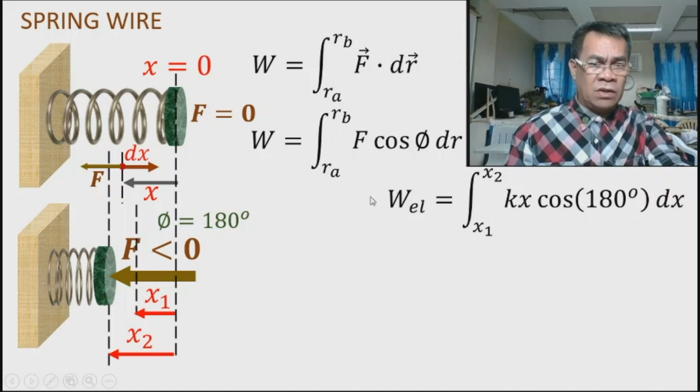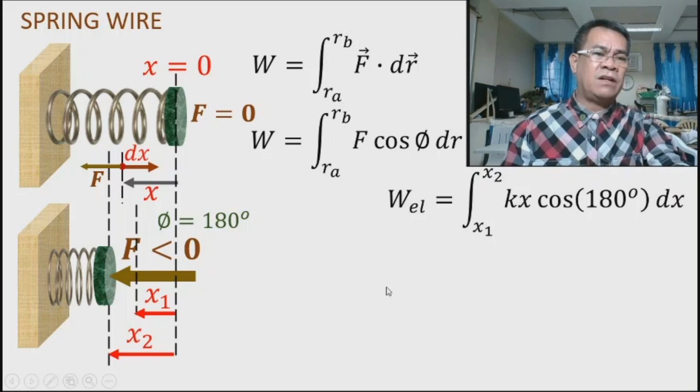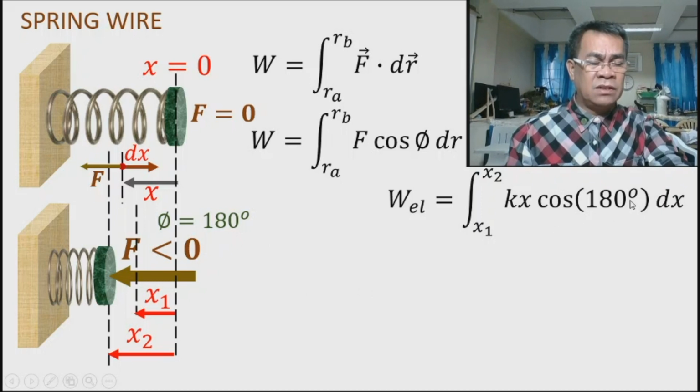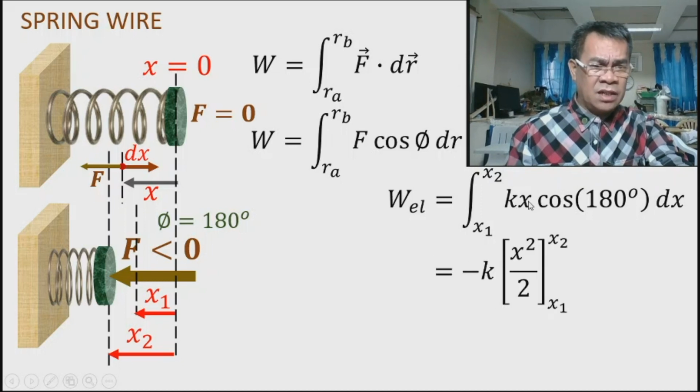So calculating the work done by the elastic, call it W_EL, EL means elastic. It is equal to the integral from x1 to x2, where we replace r with x, x1 is the initial position and x2 is the final position. The force now is kx, and the angle is 180 degrees. Now evaluate. Take note, cosine 180 is negative 1. k is constant, so we can take it out. So we are integrating kx dx.